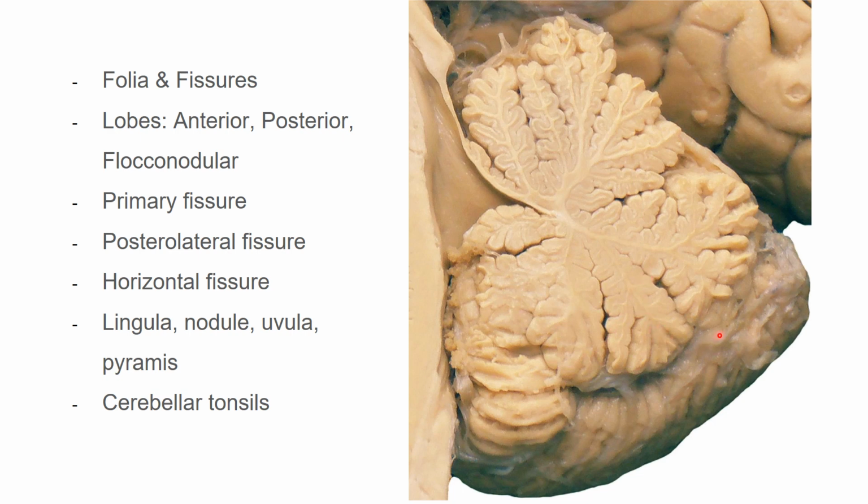And then the last thing I want to point out is the pyramis is separated from the rest of the posterior cerebellum via this fissure right here. This is going to be your horizontal fissure.